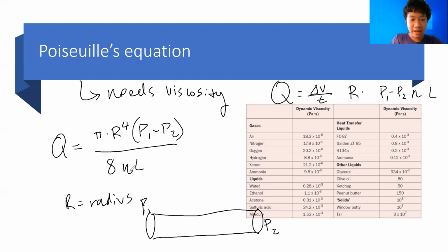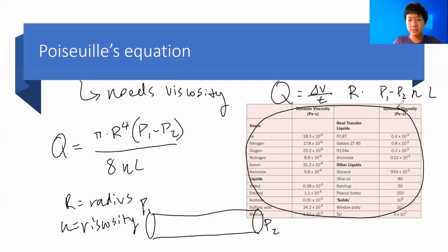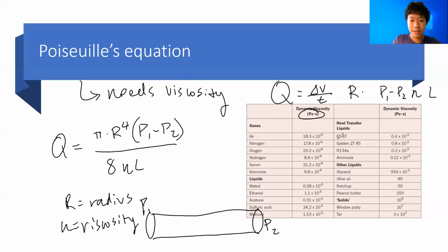And then we have 8 and N. N is the viscosity. Much like density, this is a constant that is given for specific materials. You can see how we have viscosities in this table right here. Don't need to worry about these tables or memorize these values. The problem is always going to give it to you. As you can see here, viscosity is in the units pascals times second. And finally, we have L. L is the length of the pipe.